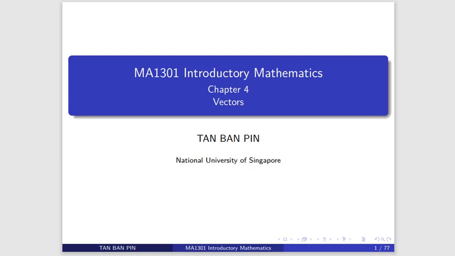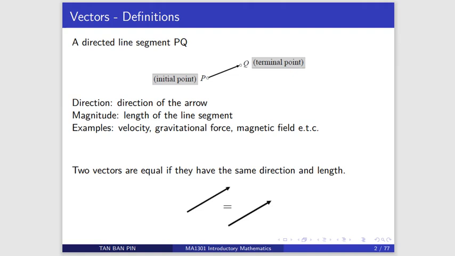In this chapter, we look at vectors. A vector is a directed line segment. Here we have vector PQ, which is a directed segment, and P is known as the initial point. Q is known as the terminal point.